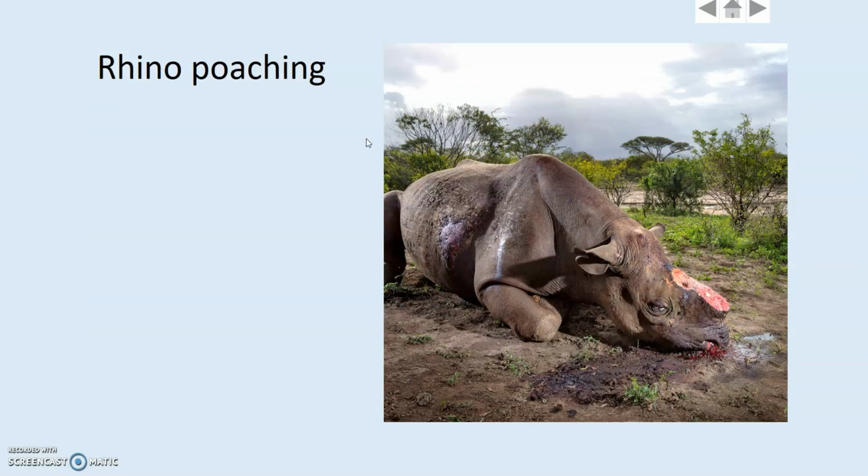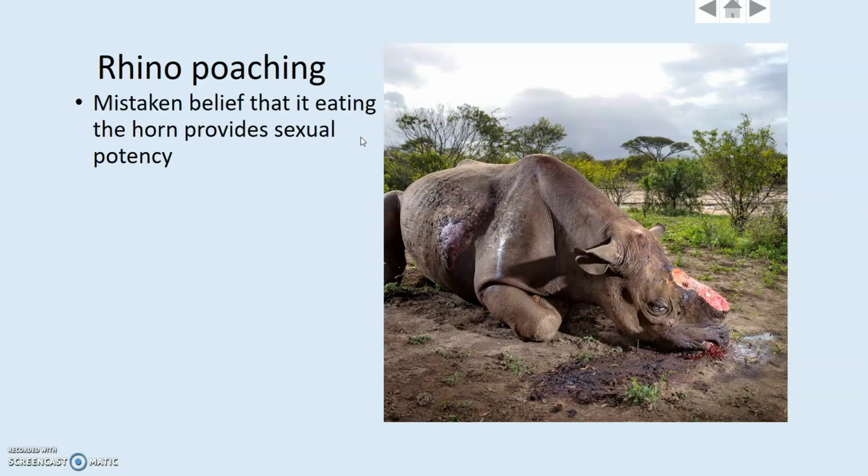Well, what can you say to that? Isn't that disgusting? Because of a mistaken belief that eating the horn will make you more sexually potent or something.